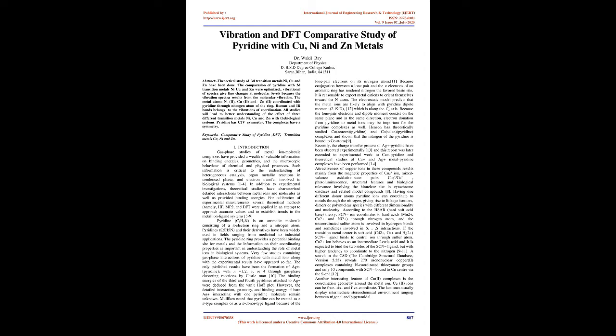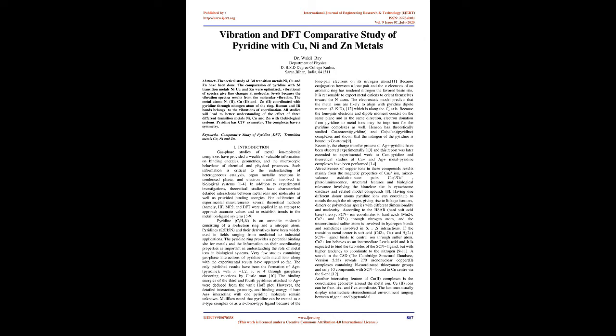Pyridine, C5H5N, is an aromatic molecule consisting of a pi-electron ring and a nitrogen atom. Pyridines, C5H5N, and their derivatives have been widely used in fields ranging from medicinal to industrial applications. The pyridine ring provides a potential binding site for metals, and the information on their coordinating properties is important in understanding the role of metal ions in biological systems.